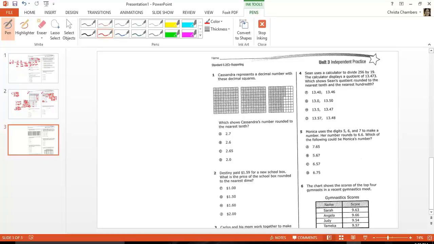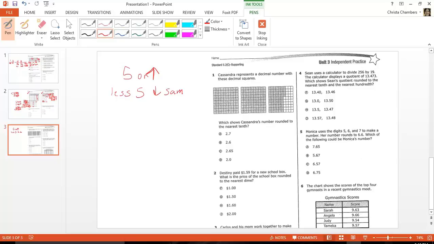Okay, well, welcome back. Today we're going to look at Standard 5.2c, which is rounding decimals. Okay, just a little bit of review. When we are rounding a number, if the number is 5 or bigger, we round it up. So 5 or bigger, we round it up. Okay, if it is less than 5, we round it down or keep it the same.